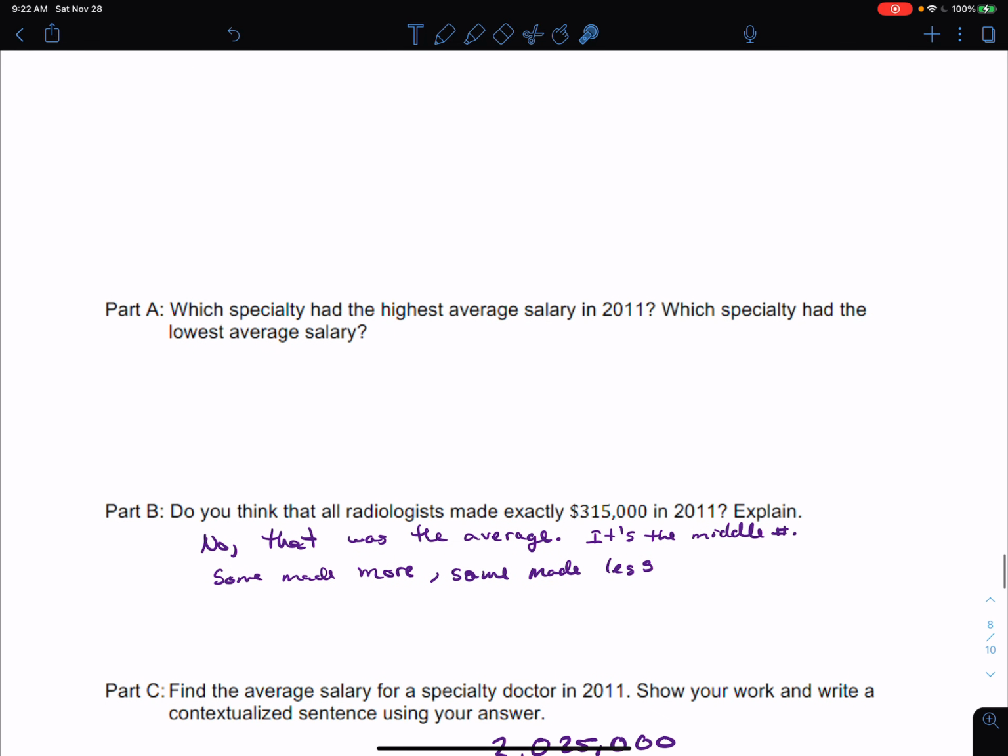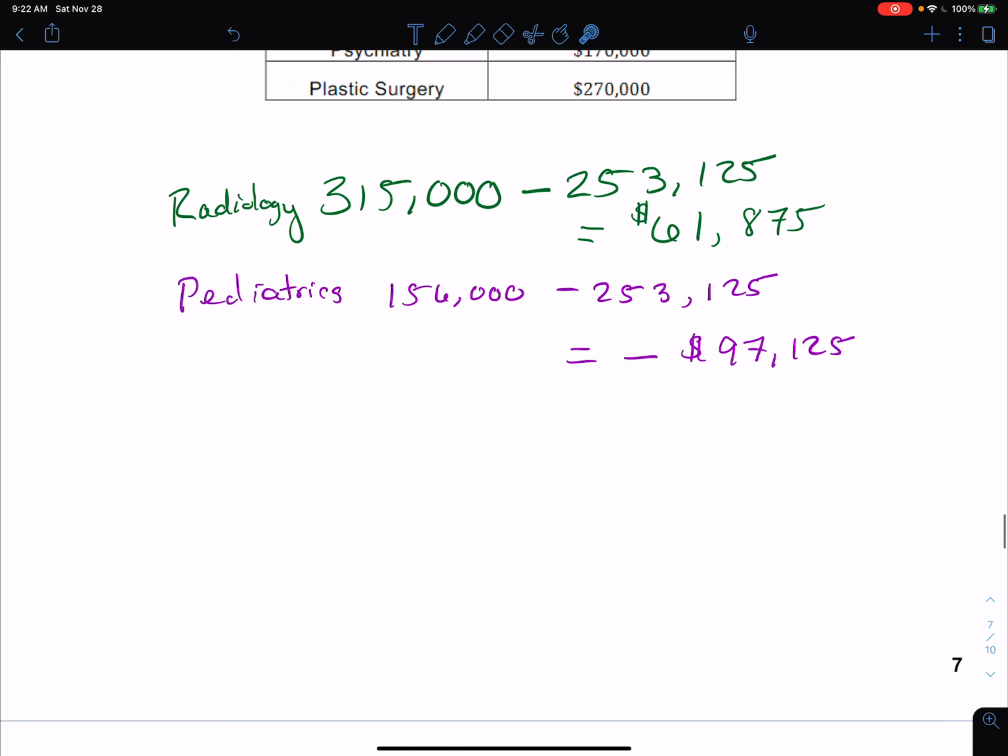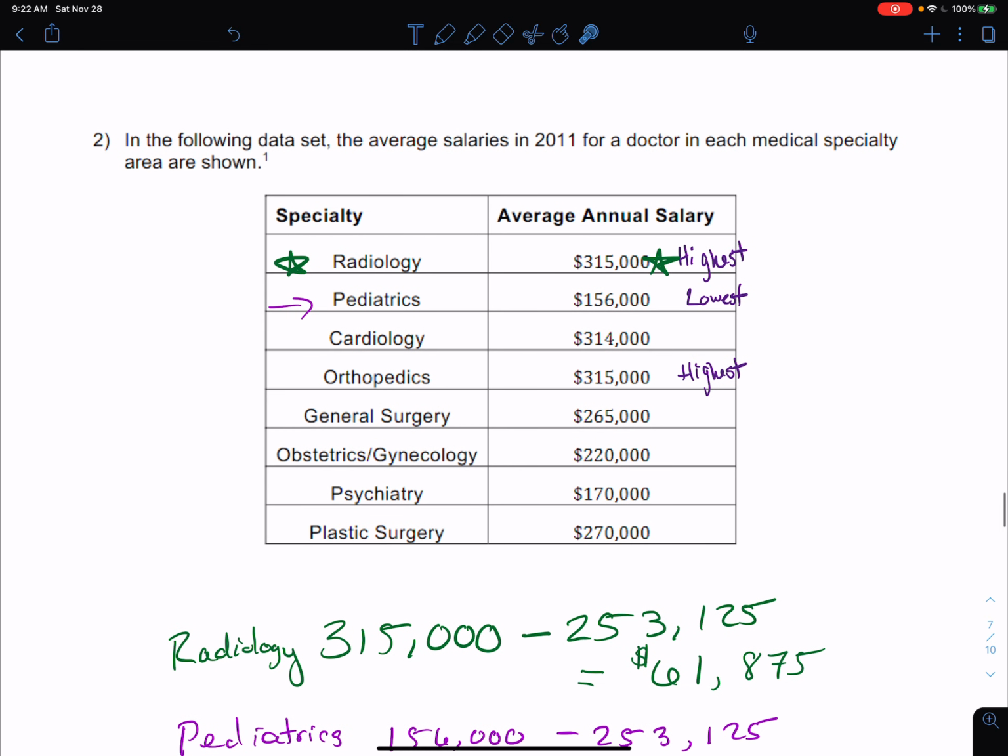So for part A, they ask us which specialty had the highest average salary in 2011 and which specialty had the lowest average salary. So you can see we marked that right on the table. Two specialties were tied for the highest, radiology and orthopedics, because they both had an average annual salary of $315,000. The lowest average annual salary was pediatrics at $156,000.